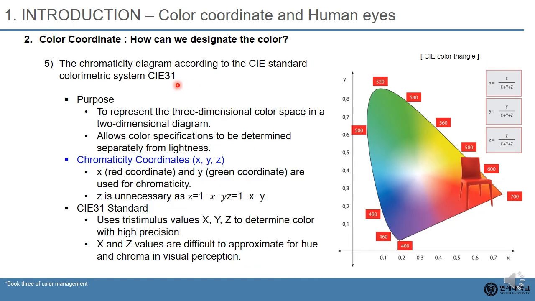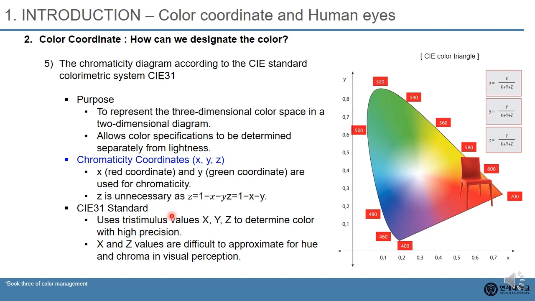This slide shows the chromaticity diagram according to the CIE standard colorimetric system, CIE 31. The purpose of it is to represent the three-dimensional color space in a two-dimensional diagram. It allows color specifications to be determined separately from lightness. Chromaticity coordinates x, y, z are normalized by this formula, and z is unnecessary as z is 1 minus x minus y.